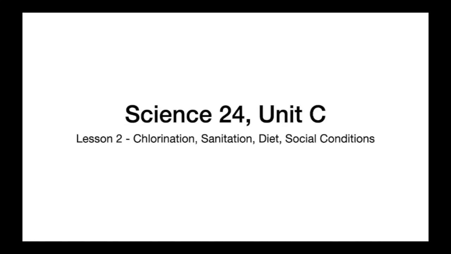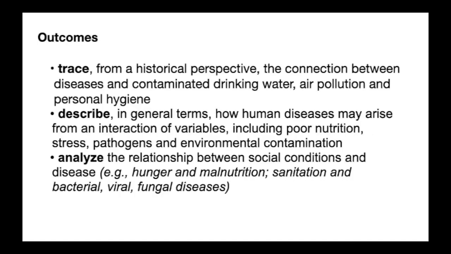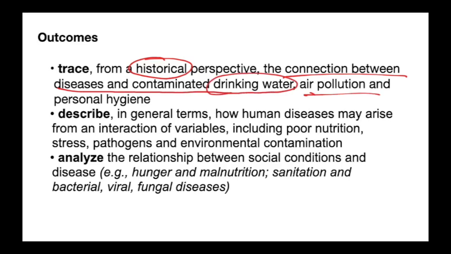Welcome back, students, to this second lesson in Science 24, Unit C on disease defense. This is about chlorination, sanitation, diet, and social conditions. So it says here we're going to trace from a historical perspective, look a little bit at history, the connection between diseases and contaminated drinking water, air pollution, personal hygiene.